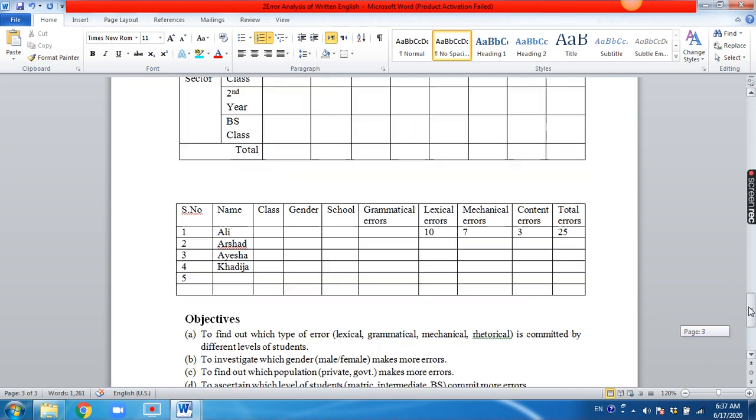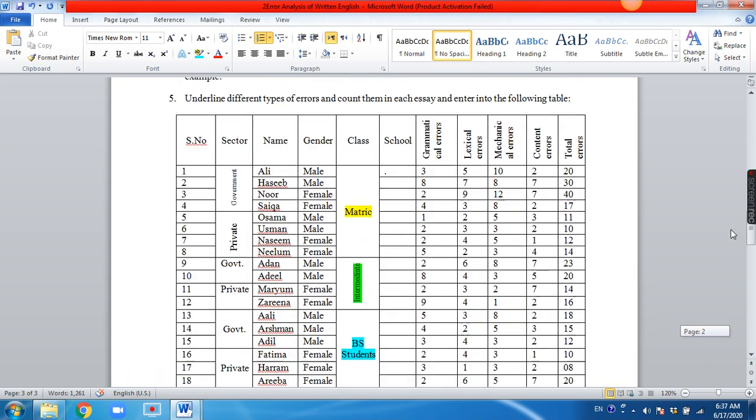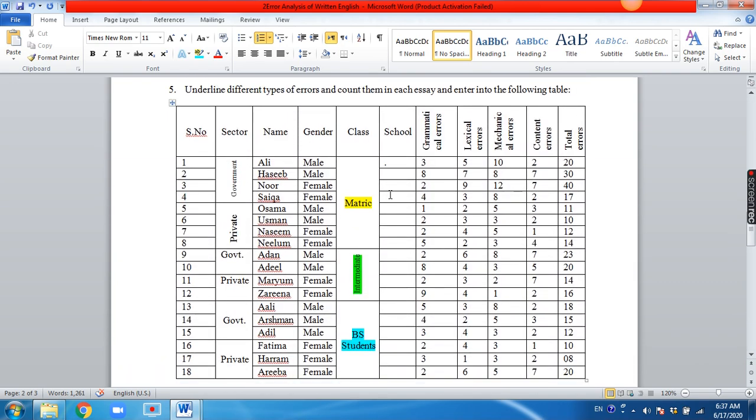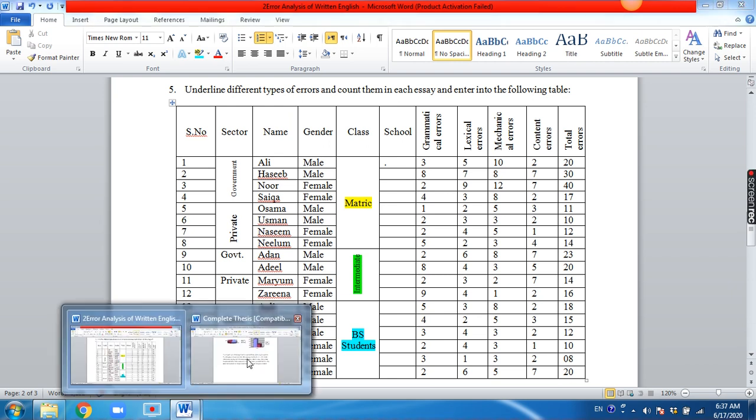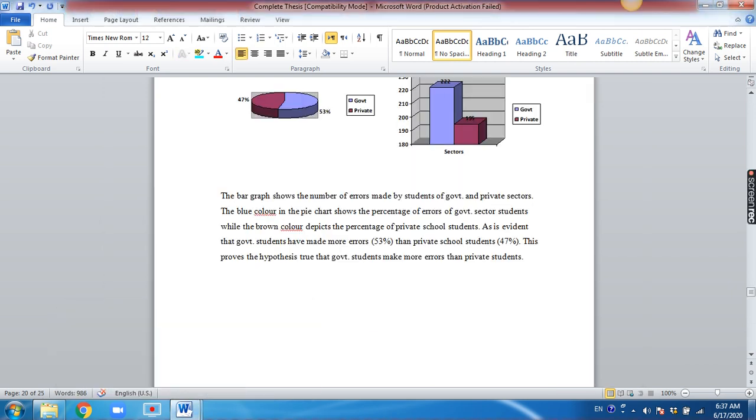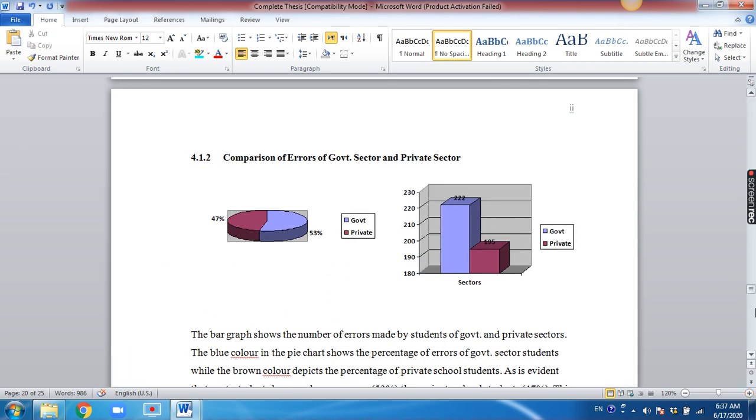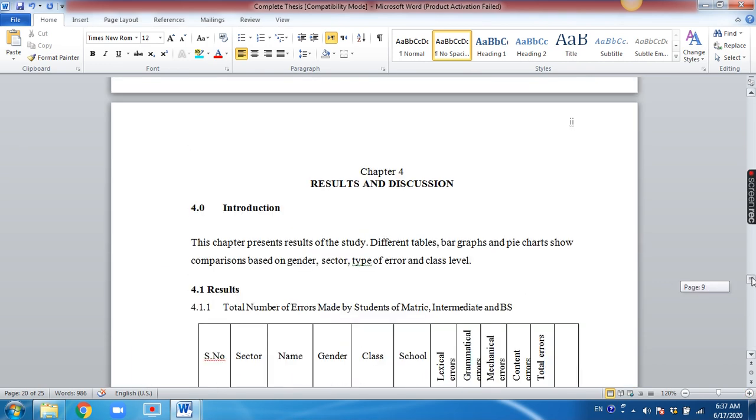Now let me show you. You were supposed to have entered data into a consolidated table like this. Now, as I just want to guide you about how to present data in chapter number 4, let me take you to chapter number 4. See, this is chapter number 4 of your research report. Chapter number 4, results and discussion.